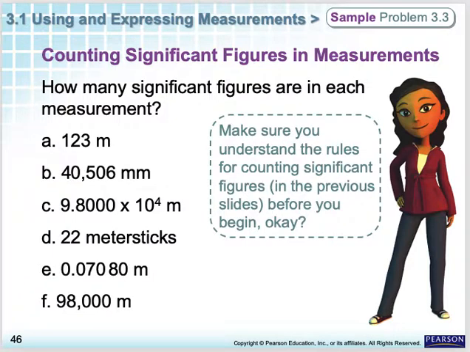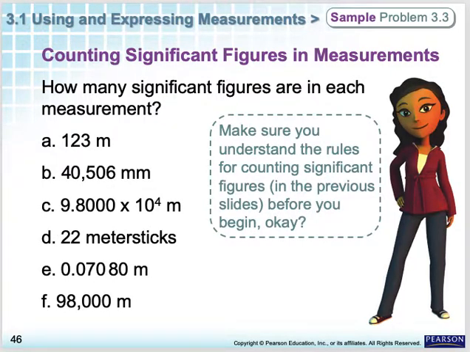So A should be 3, B is 5, C is 5, D is infinite because it's a counted number. I counted how many meter sticks I had. E would be 4. The first 2 zeros are not significant. The 0 between the 7 and 8 is, and the final 0 is. And F would only be 2.